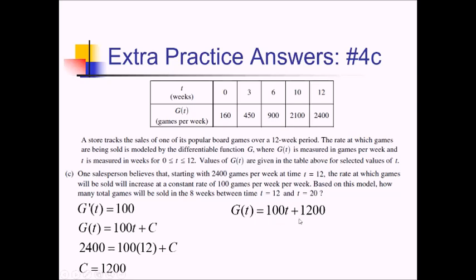Now this only works for times after 12 weeks anyway. I couldn't really use this for anything before 12 weeks, but I'm just using it after 12 weeks because I just want the integral of g of t from 12 to 20. So games sold is going to be the integral from 12 to 20 of g of t dt. I could do this pretty quickly without a calculator, but I'm going to use one because I have it available, and hey, why not?